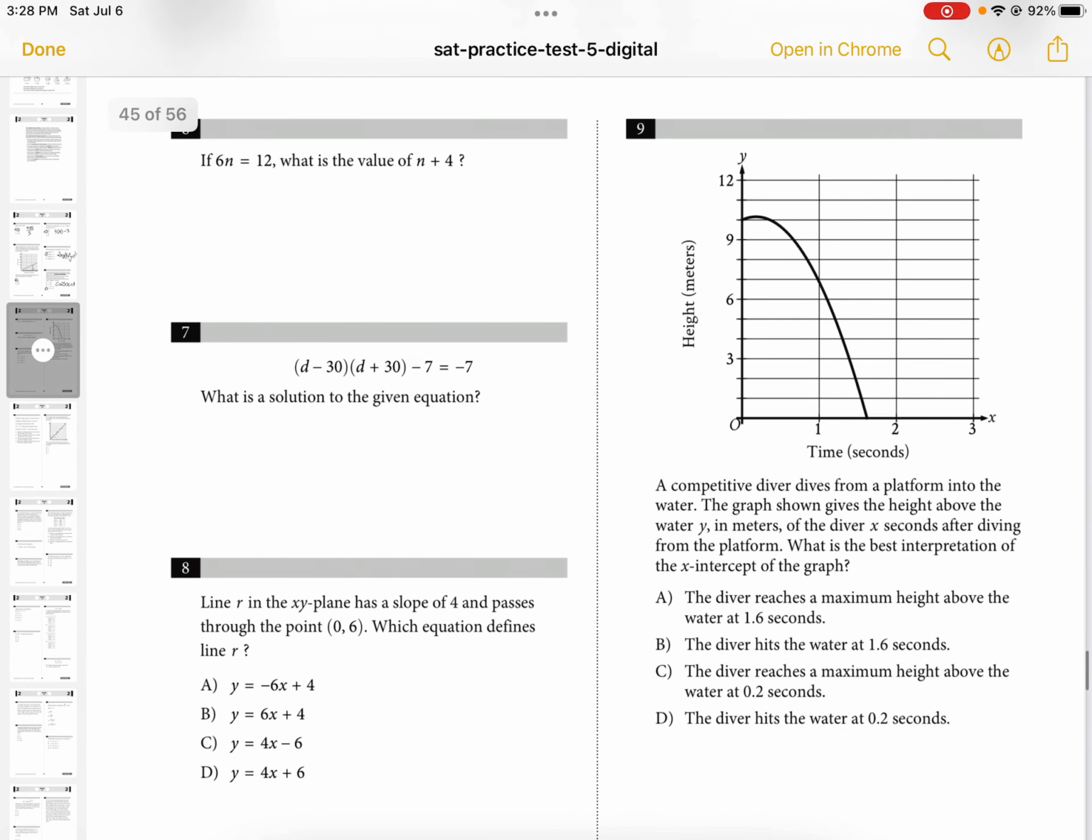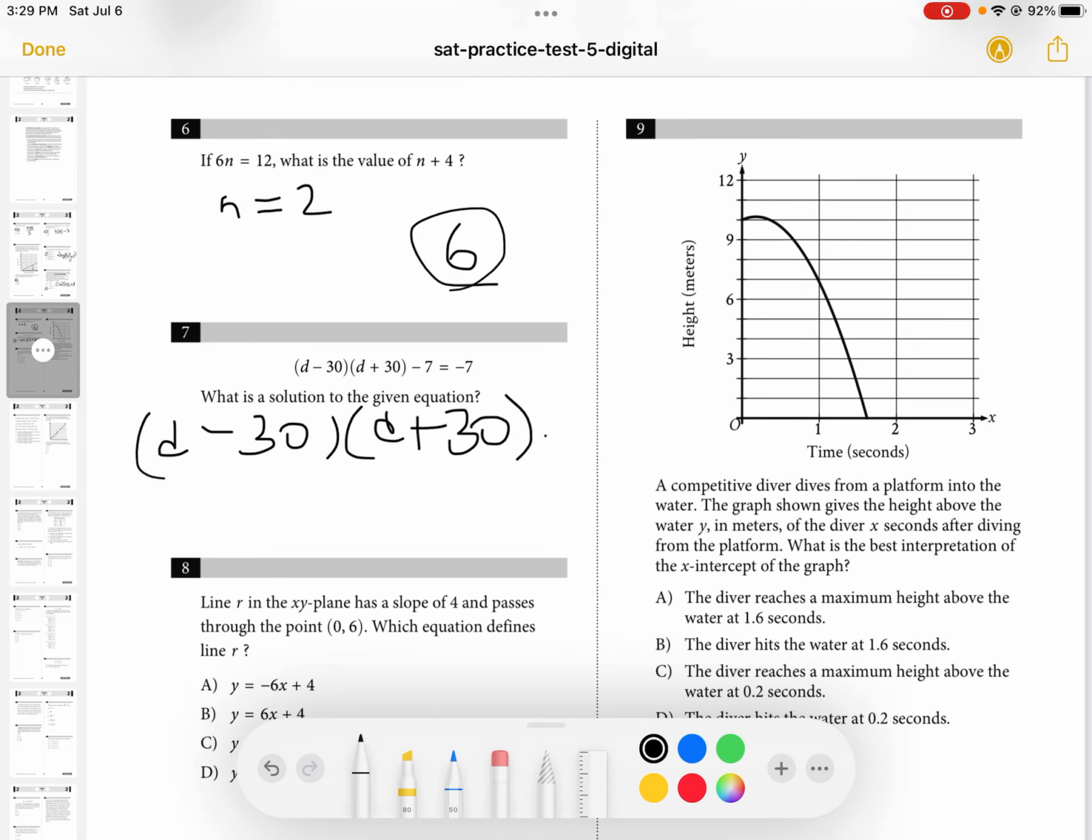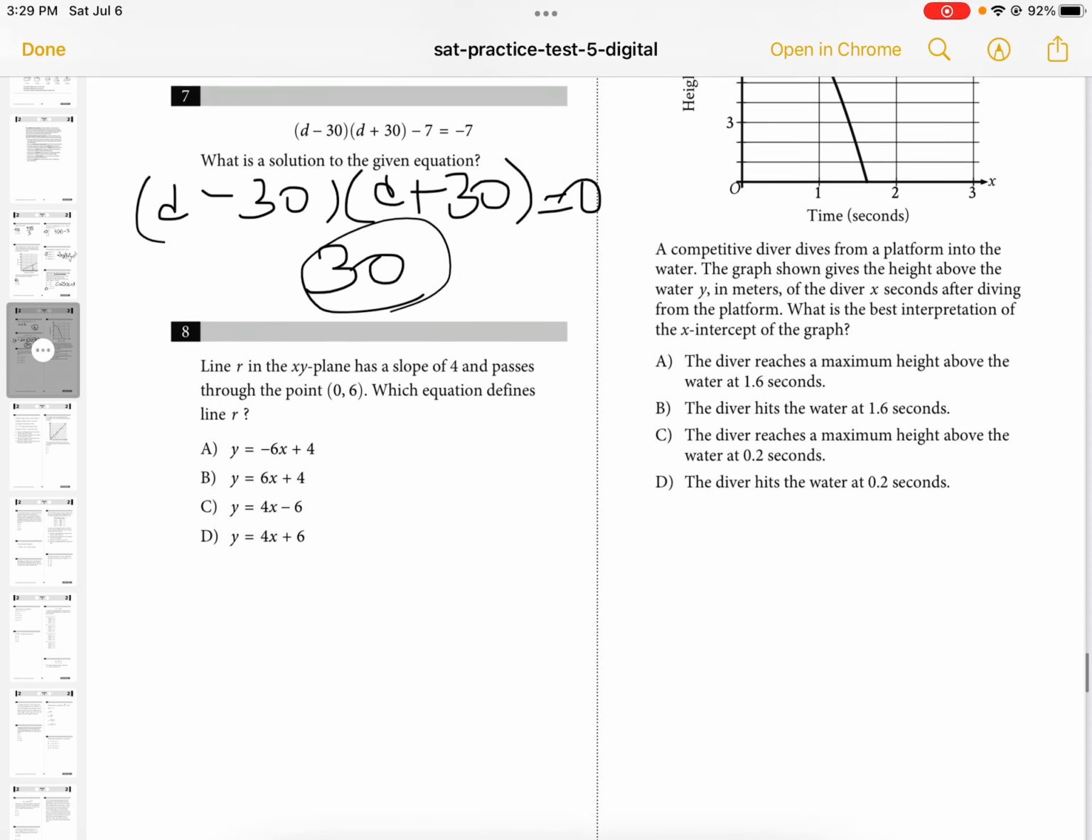Okay, moving on. If 6n equals 12, what's the value of n plus 4? 6n equals 12, n equals 2, so n plus 4 is equal to 6. All right, d minus 30 times d plus 30 minus 7 equals negative 7. What's the solution to the given equation? Well, let's add 7 to both sides. Then we get d minus 30 times d plus 30 is equal to 0. And that means d can equal 30 or negative 30. So a sample solution is 30.